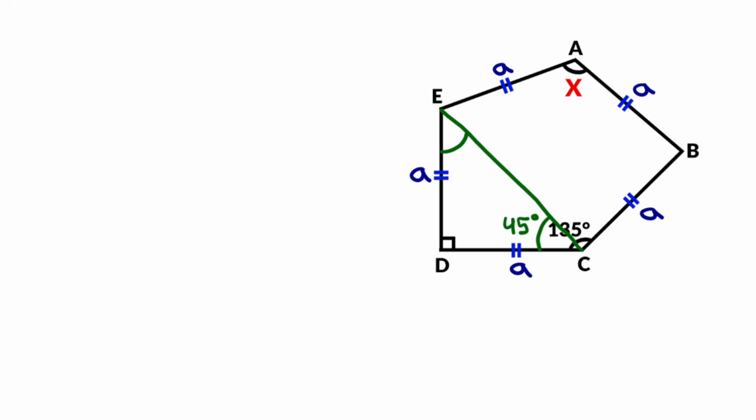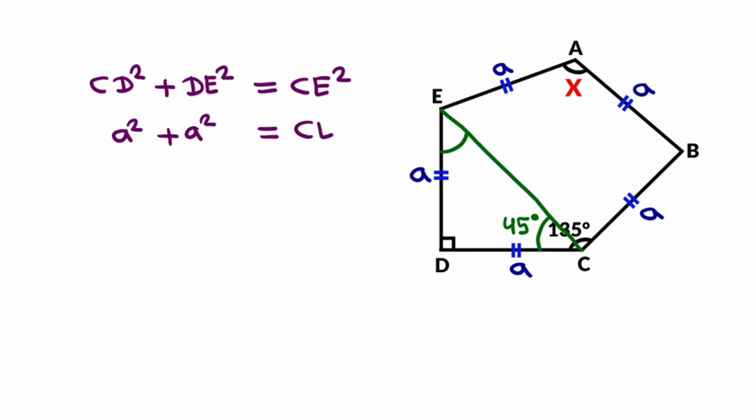Let's also use the Pythagorean theorem. CD squared plus DE squared equals CE squared. Since both legs are A, we get A squared plus A squared equals CE squared. Therefore, CE squared equals 2A squared. Keep that result in mind.